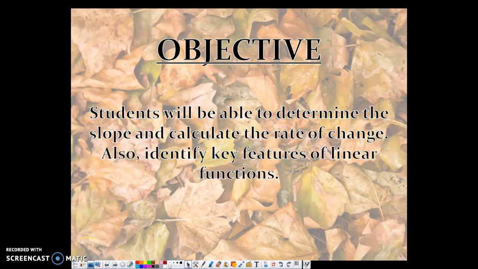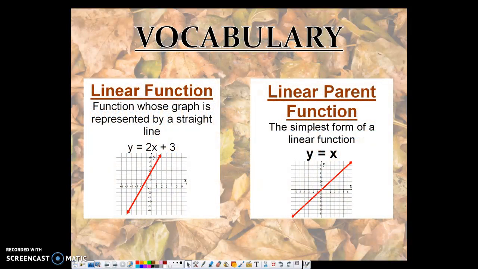Okay, so today, students will be able to determine the slope and calculate the rate of change, also identify key features of linear functions. You worked on slope yesterday, so we're going to continue that again today. So a linear function, anything that has a straight line is a linear function, okay? Straight line means linear function.